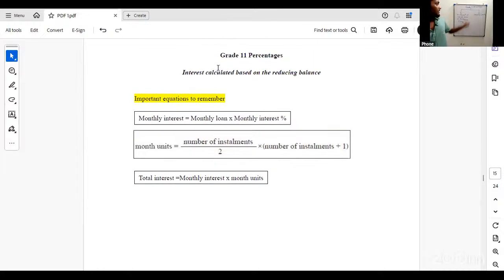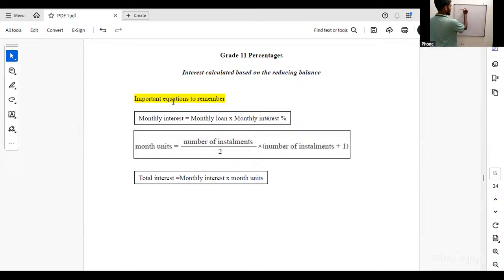Grade 11 percentages. So the first one is interest calculated based on the reducing balance. Now let me give some more introduction on what this is. I hope that you all have gone to banks to get something like a down payment, or what we call hire purchase. Now, for example, you buy a smartphone, right?